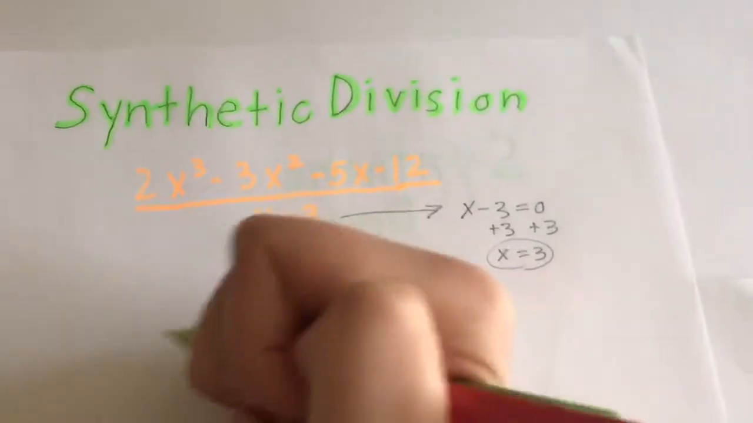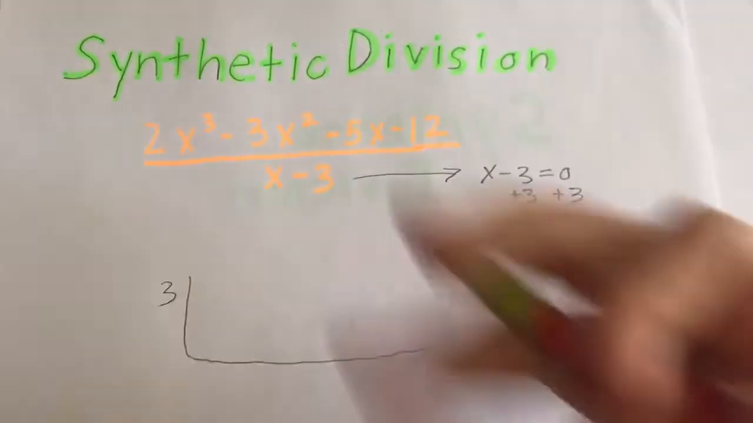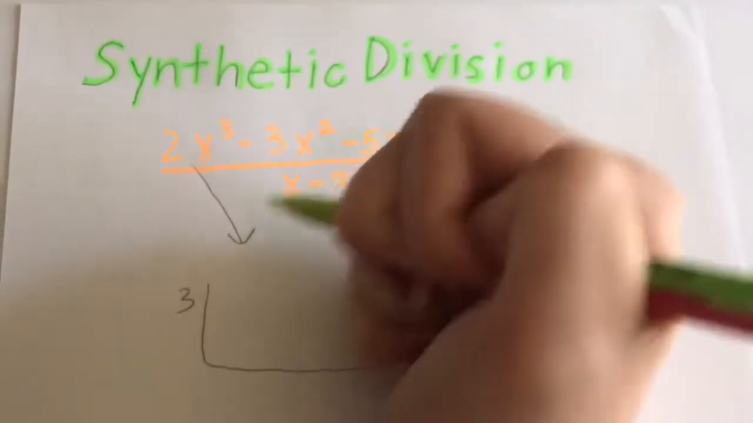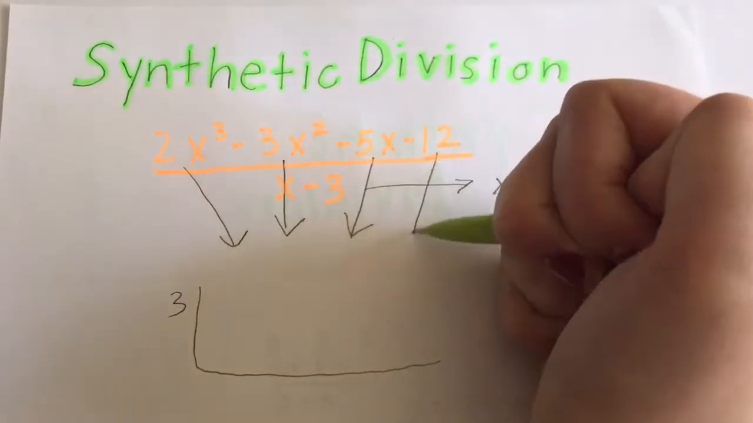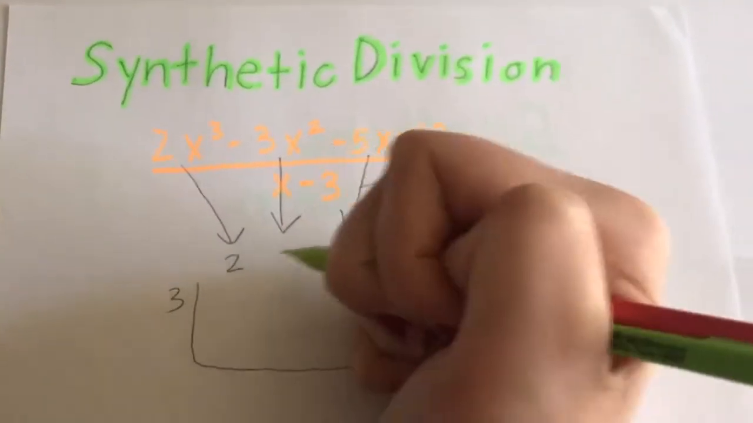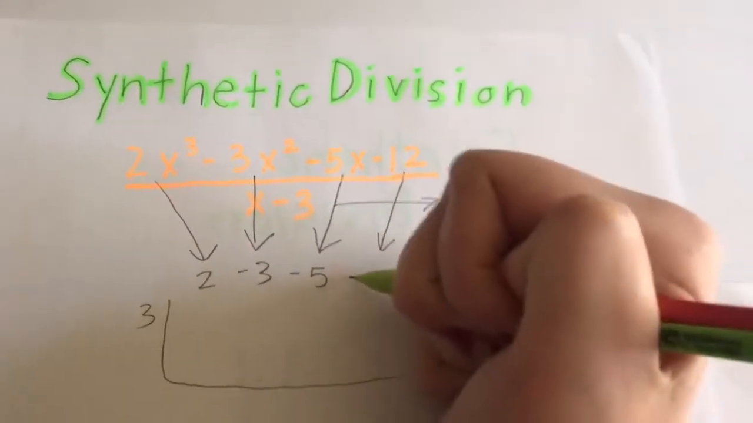You take that and you put it outside this box, and you put the coefficients of the numerator over here. And you want to make sure that it's in the order of the exponents.